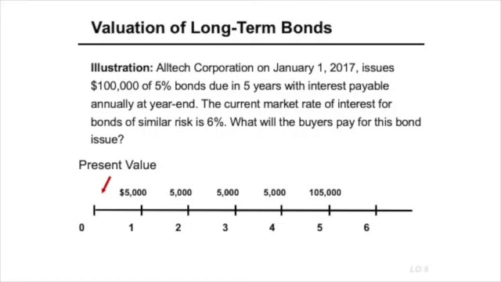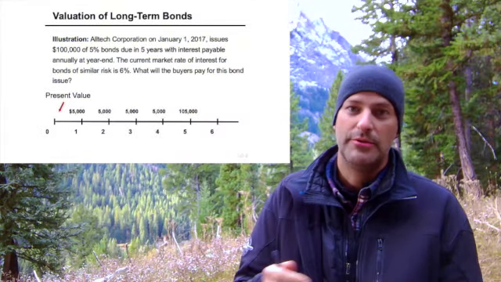So let's take an example that a company issues $100,000 of 5% bonds that are due in 5 years. Interest is payable annually at the end of the year. So it is an ordinary annuity. The current market rate of interest for bonds of similar risk is 6%. What will the buyers pay for this bond issuance? So what will the buyers pay, i.e. what will the company receive?